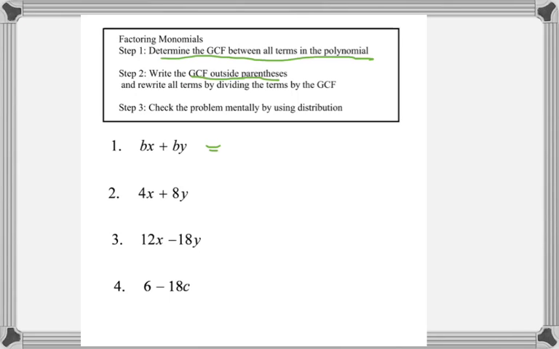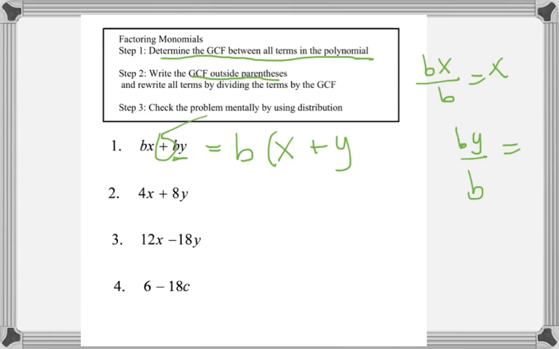So the GCF between bx and by is b. Now I want to think in my head, bx, I want to take each term and divide it by the GCF. That's going to be x, so I'm going to rewrite that as x. And then I'm going to take by, the second term in this binomial, and divide it by b, and I'm left with y. I have that plus because that was brought over from there.